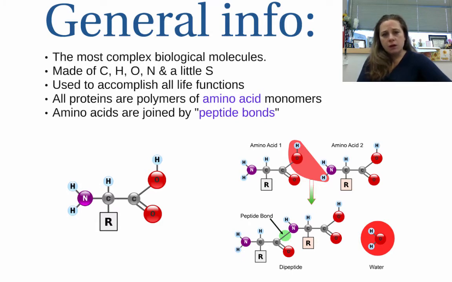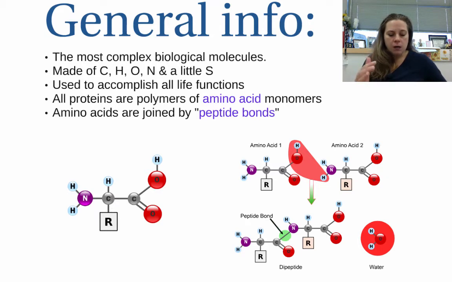So again, the general info for our proteins. They are hugely complex. They're probably our most complex one given the amount of differences we can have in them. We have carbon, hydrogen, oxygen, nitrogen as the main elements found, but we do find sulfur too in 2 of the amino acids. And they're huge. They're important. They do everything, and they are a big, big deal.